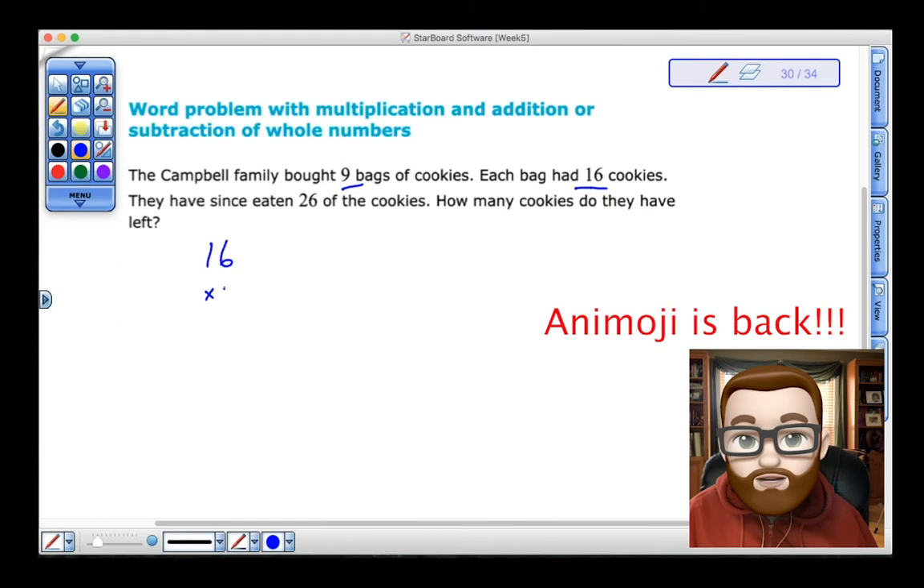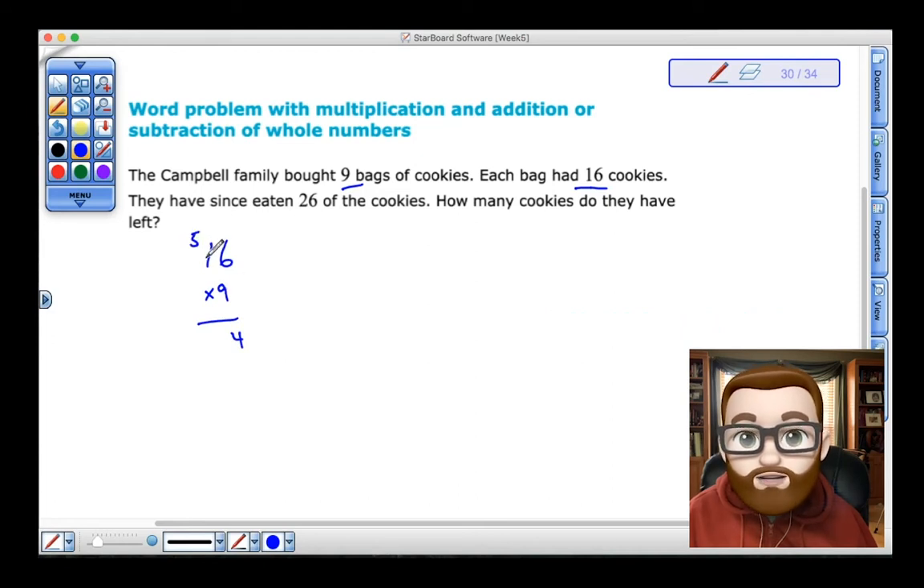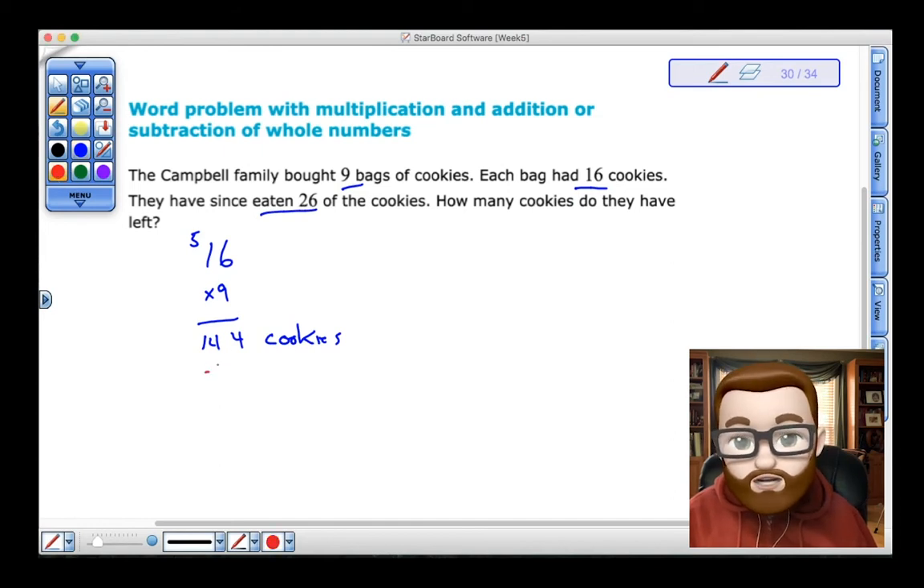16 times 9. 6 times 9, I get 54. So the 4 comes down on the bottom. 5 gets carried up to the top. 9 times 1 is 9, plus 5, 14. So we know that the Campbell family has 144 cookies. That's a lot of cookies. They then eat 26 of the cookies, hopefully not all in one sitting. They're going to subtract 26 cookies because they've eaten them.